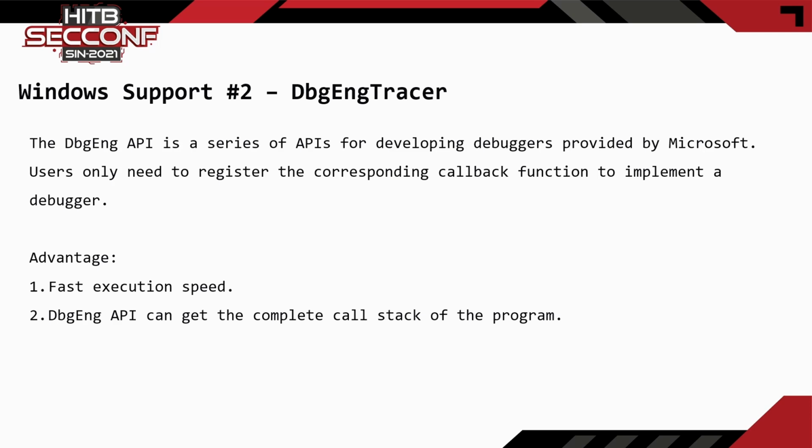By searching in Google, I found that the DbgEngine API can be used to develop a Windows debugger. The DbgEngine API is a series of APIs for developing debuggers provided by Microsoft. Users only need to register the corresponding callback function to implement a debugger. The advantages of developing a debugger based on the DbgEngine API are as follows. First, because it is developed in C, the execution speed is relatively fast. Second, it can get the complete code stack of the program.